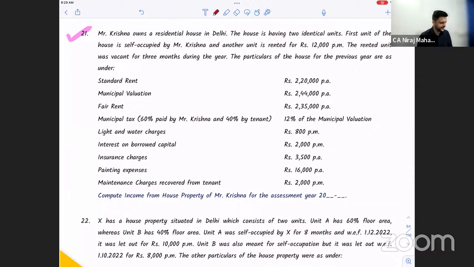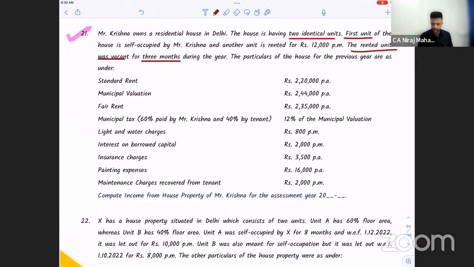Good. And that one house is divided into two parts. Okay, everybody? Units they have said, no? The first unit of the house is self-occupied. They're using the word identical units, means what? Same to same. So basically, can I say half? The first unit of the house is self-occupied by Krishna, and another unit is given on rent for 12,000 per month. So it is one house in two parts. The rented unit was vacant for 3 months during the year.